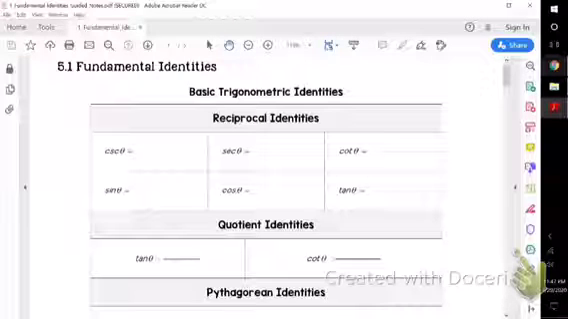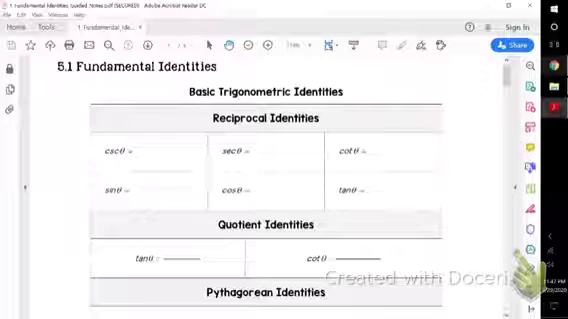Okay, Chapter 5. We start out with 5.1, which are fundamental identities, where we talk about our basic trig identities. And this starts us out with the reciprocal identities. And I believe we've talked about actually all of these identities we're going to look at today, but we're going to go back over them, and then we're going to start using them. Alright, so the first group we're going to talk about is our reciprocal identities.